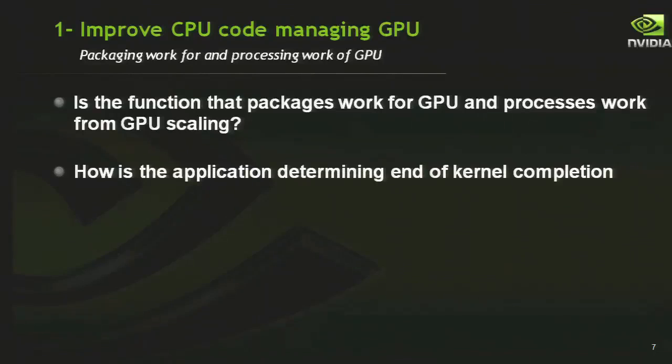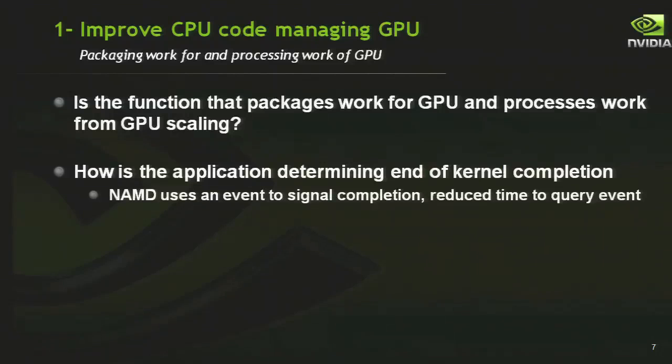Another thing is, how is the application determining when the GPU is done doing the computation? So again, in Nambe, what the developers were doing was they had an event query. So they would issue their kernel, they would issue an event, and then they would query this event to find out when the kernel was complete. And if the event was not yet done, there would be a follow-up to query that event after a certain amount of milliseconds.